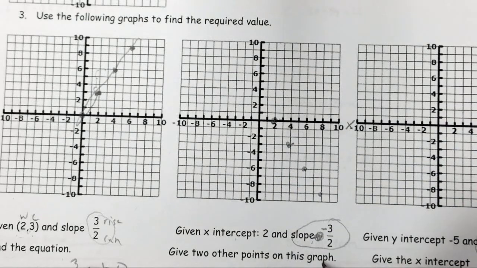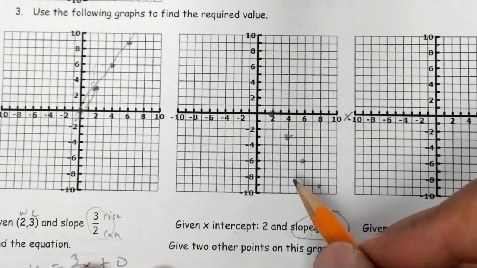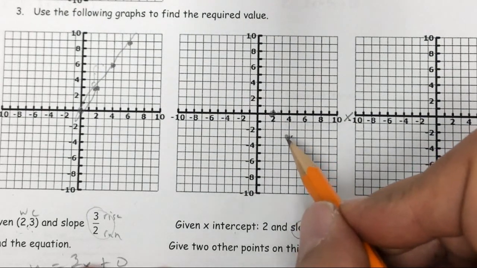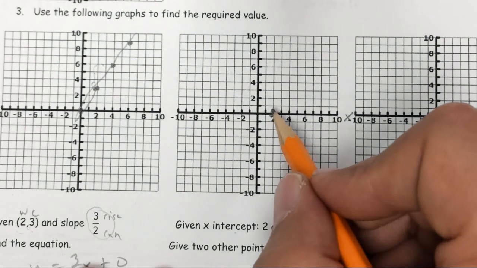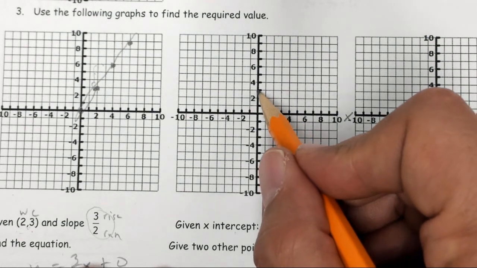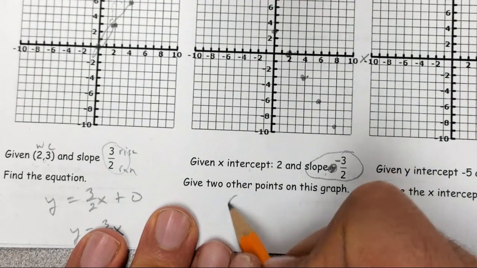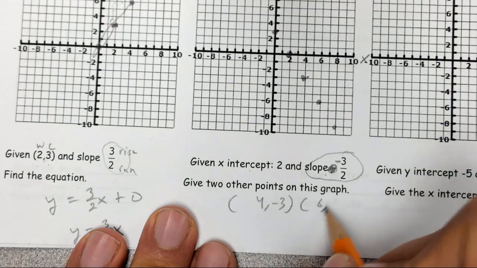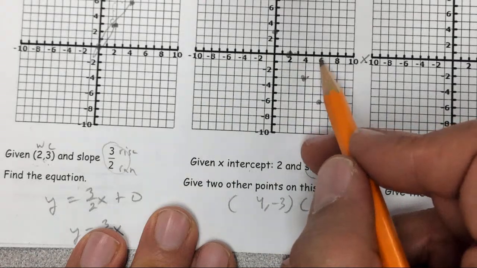Now, they want 2 other points on the graph. I can give them 3 different points if you want. Or I can go backwards: 1, 2, 3, left 2. So you can go directions this way or this way. It doesn't change anything. Any one of those points will work. Let's use the 4, -3, and the 6, -6. Again, you walk to 4, climb down to -3. Walk to 6, climb down to -6.